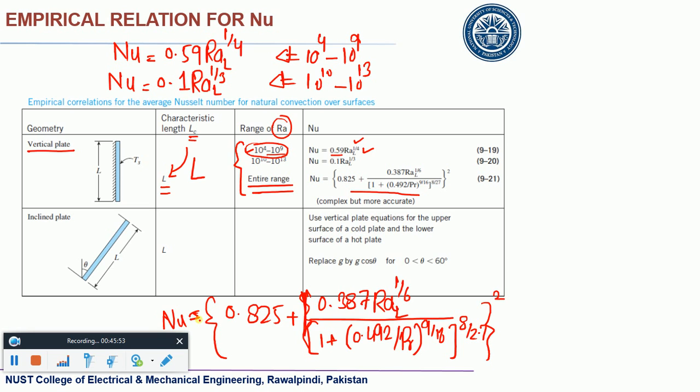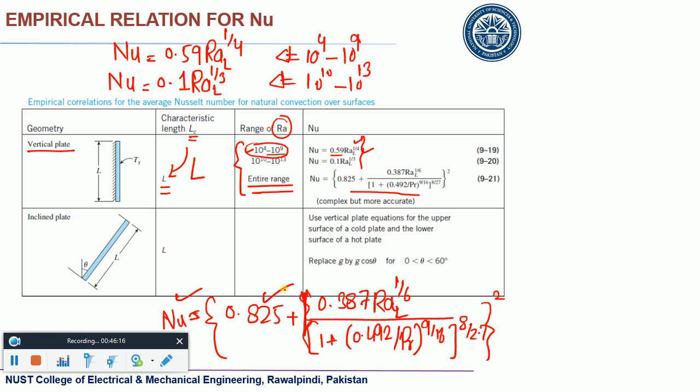Okay. Now this is for the whole range of Rayleigh number. Yes, so this is complex, but it is more accurate. Instead of using those two relationships which give you simpler values, although they also give correct results, more correct results can be obtained through this relationship.